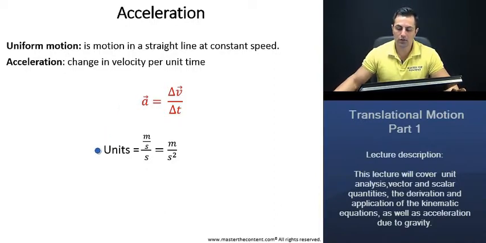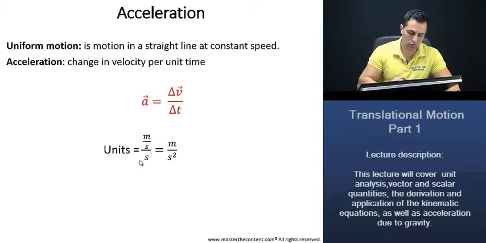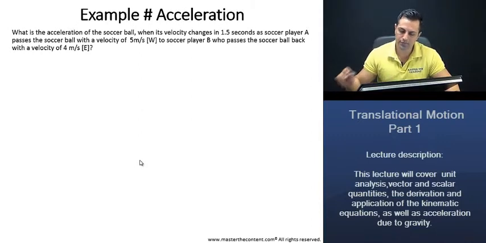And the units for acceleration are meters per second squared, because the units for change in velocity are meters per second and for time is seconds. Okay, great. Let's actually do a quick example of this.